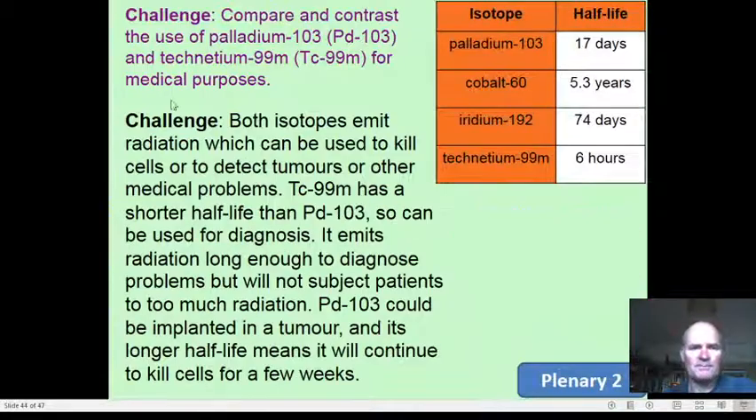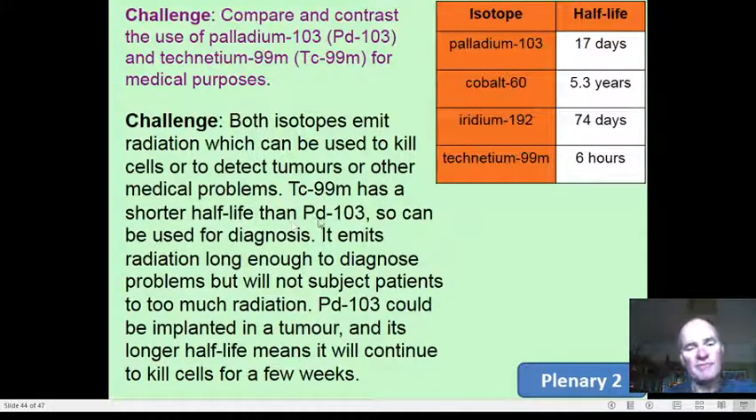The challenge question: compare and contrast the use of palladium-103 and technetium for medical purposes. Well, both are gamma emitters, so they can both be used to kill cells. Fundamentally, why are we doing this? Why are we doing radiotherapy? Or to detect tumours for diagnosis, whatever. So they can both be used for that. So they're both, as gamma emitters, suitable for that one.